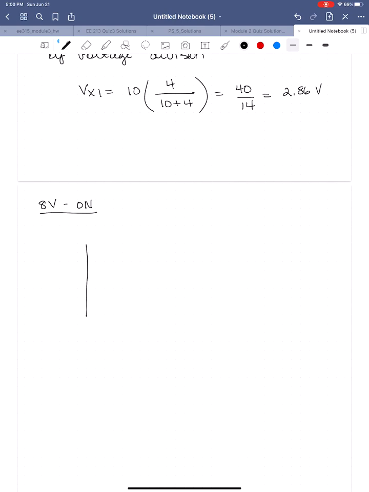Then we'll have the 4 ohm resistor. We'll have an open circuit where that current source is. I'm not going to draw it. I'm going to put the node in though, just because sometimes it helps to see. Here is the 10 ohm resistor, and then our 8 volt source is on.